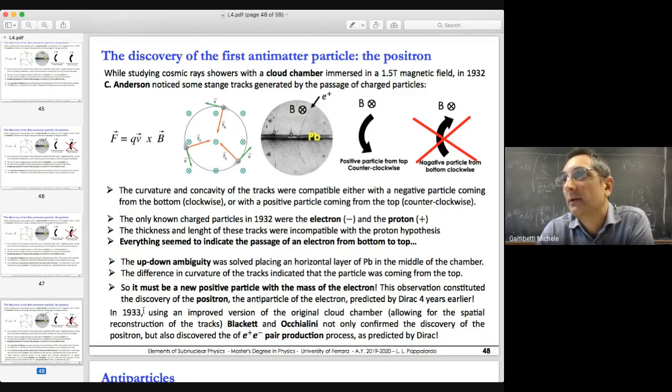Now, in 1933, using an improved version of the original cloud chamber, also allowing for the spatial reconstruction of the tracks, Blackett and Occhialini not only confirmed the discovery of the positron, but also discovered the e+ e- production process, which was also predicted by Dirac in the Dirac sea theory. Okay? Is everything clear?